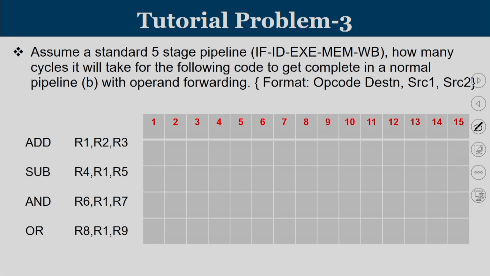Now, the same question is being redrafted. What happens if it is with operand forwarding? We are trying to understand what will happen with operand forwarding, so we will work out the same problem. So, fetch, decode, execute, mem and write back. These are the 5 stages. Now, operand forwarding is permitted.